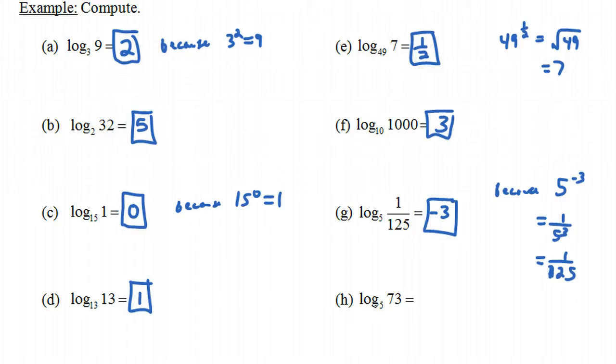Okay, now the last one, log base 5 of 73. Well, 5 to the what equals 73? Well, 5 squared would be 25, but 5 cubed would be too big. It'd be 125. So what is the answer here? Okay, it's going to be some decimal that's between 2 and 3, but how do we figure out what this is? Well, we don't have a way of doing this in our head right now.